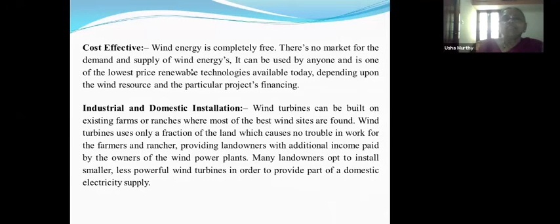Then we have industrial and domestic installation. Wind turbines can be built on existing farms or ranches where most of the best winds are found. Wind turbines usually use only a fraction of the land, which causes no trouble to the farmers or the ranchers, and it provides the landowners with additional income with the wind power plants. Many landowners opt to install smaller, less powerful wind turbines in order to provide part of the domestic electricity supply.